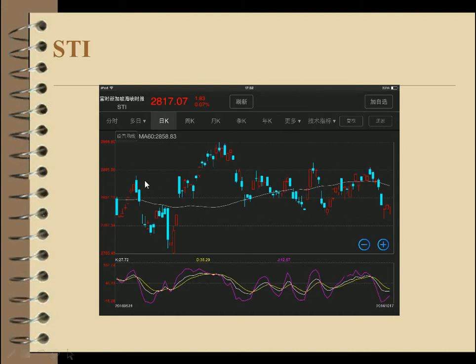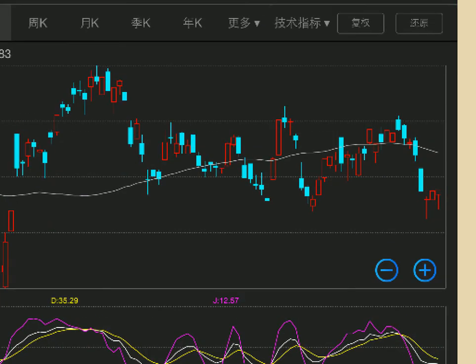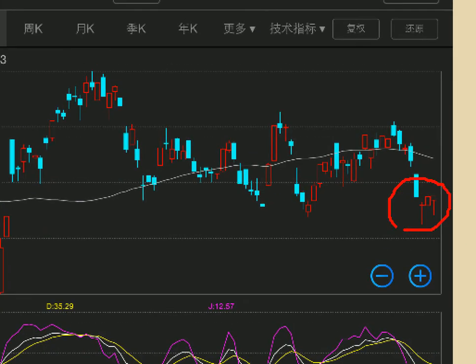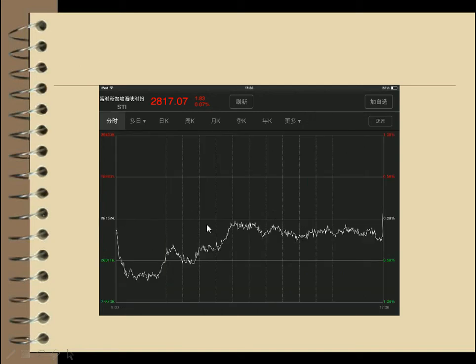Actually, today I pay attention to the Singapore index. Today actually it goes up. There are 3 days. Actually, the 3 days is a very big rebound, right? Very big rebound. So this is a time frame.